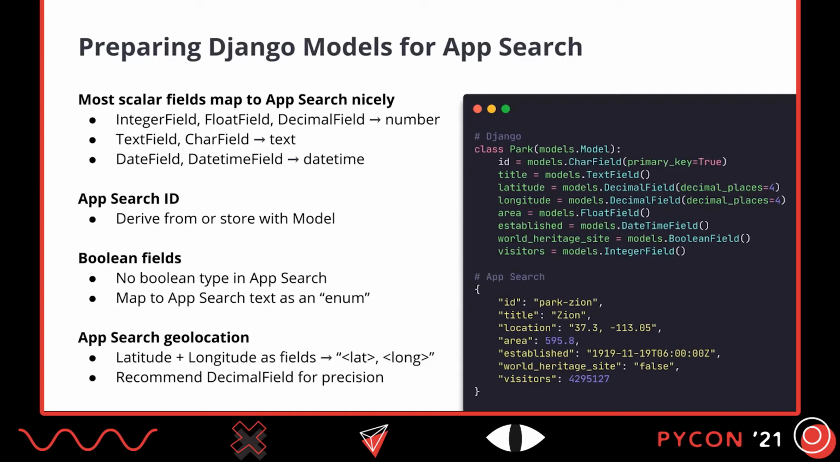As I mentioned earlier, there are no Boolean types in AppSearch, so the World Heritage Site field, which is a Boolean field in Django, is turned into the string false in AppSearch. And finally, geolocations are latitude-longitude pairs in a string value. In this example, the latitude and longitude Django decimal fields are transformed into a single field location in AppSearch.